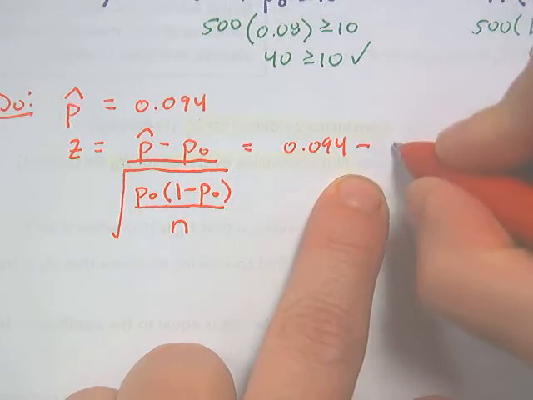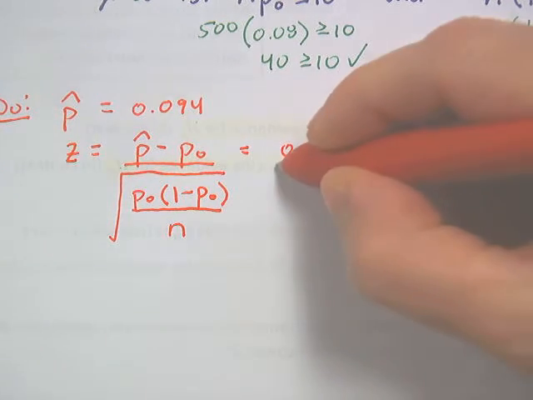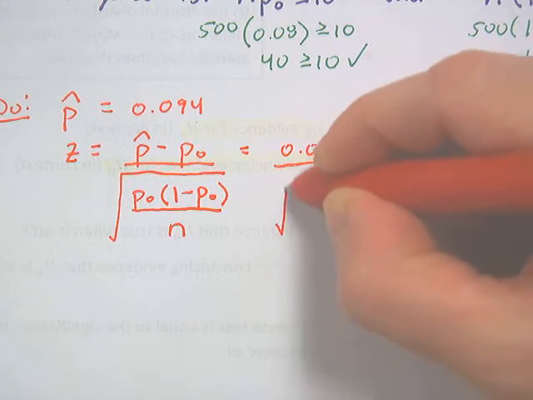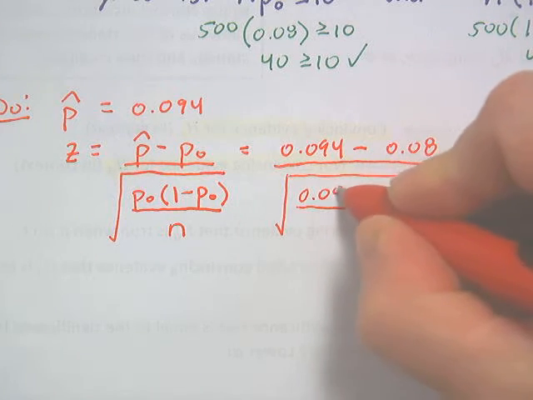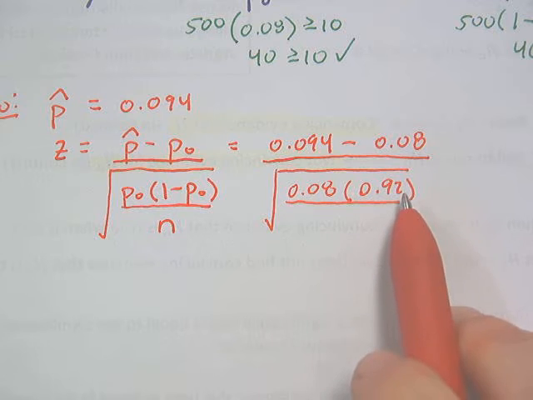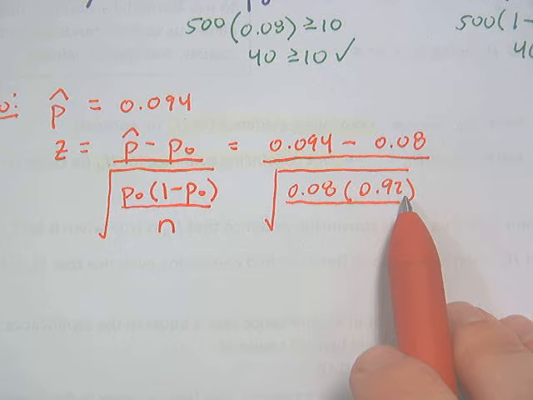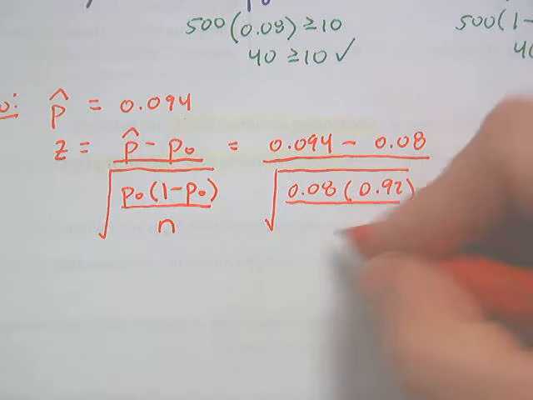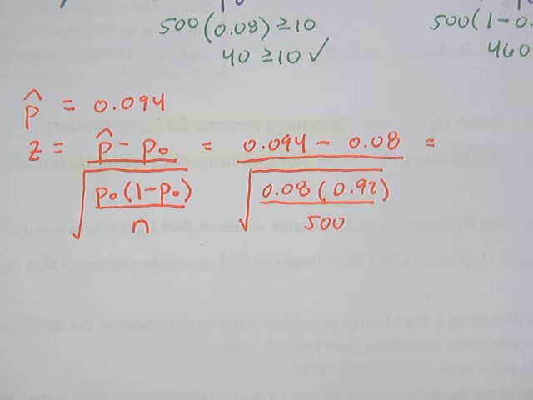Now what we're going to do is subtract the 8% that's hanging out in our hypotheses. We're just plugging in the stuff that we have. Over the square root of 8% times 92%. I don't want that to freak anybody out. You're more than welcome to put 1 minus 0.08. All over the 500 potatoes. Now, let's get our z value. You're actually going to get 15 points on the quiz for finding z, the correct z value. So that's quite a bit of points.